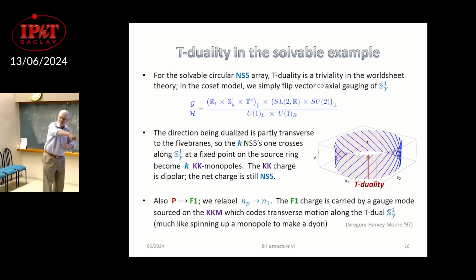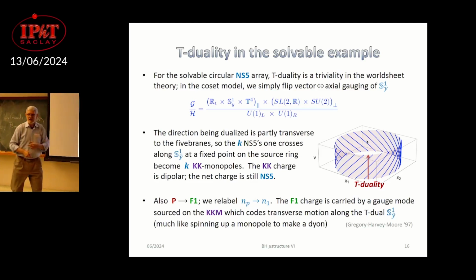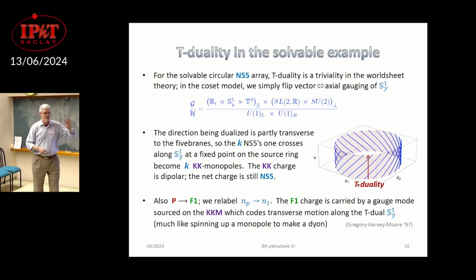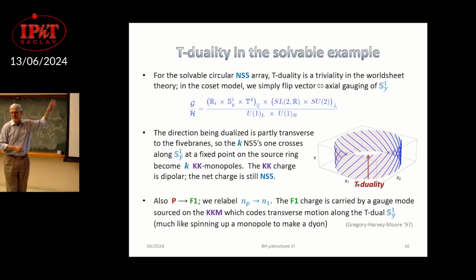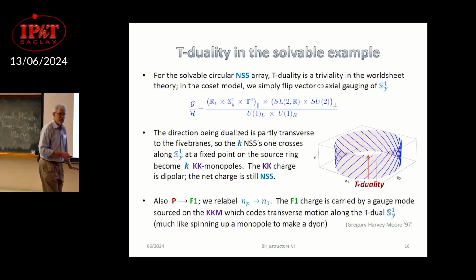It's a ring of fibrane that also has some KK dipole charge. And the KK dipole charge, the fact that you're crossing K of them, near the core of the thing, there's some Z_K orbifold singularity. So this geometry that you actually get is not AdS3 cross S3, it's AdS3 cross S3 mod Z_K. You don't get a trumpet. But you don't get a trumpet.